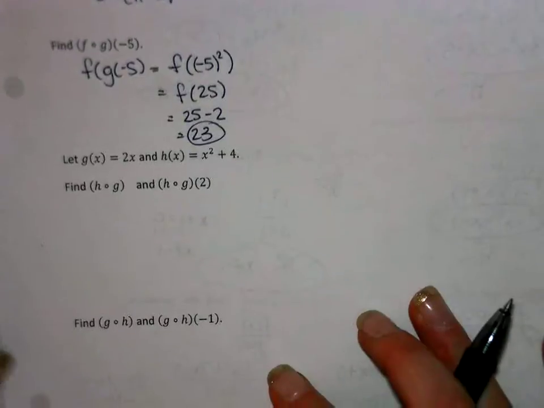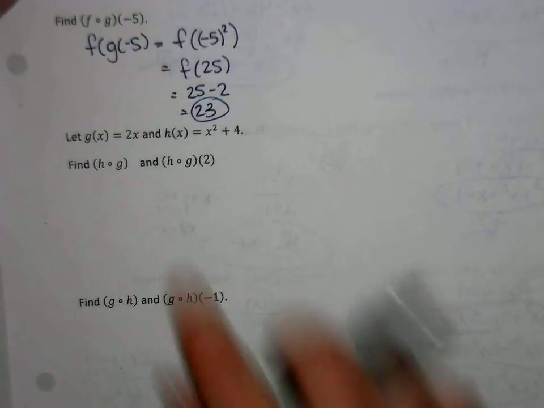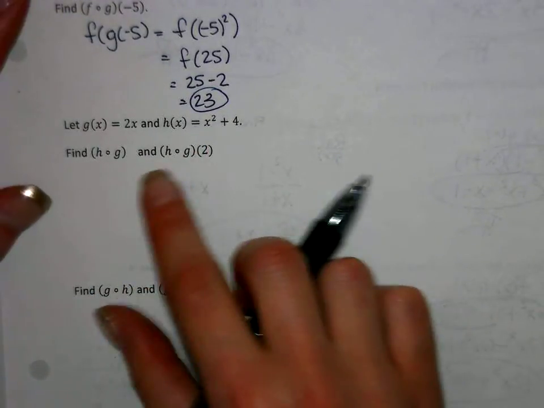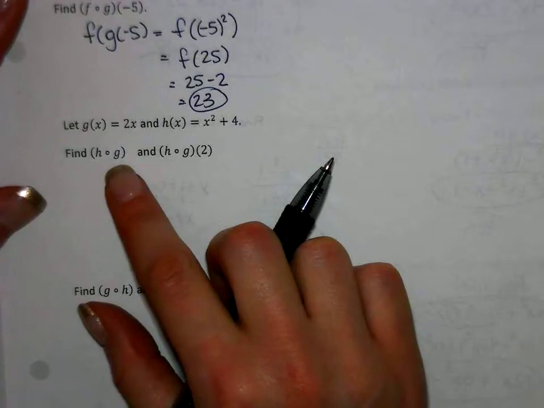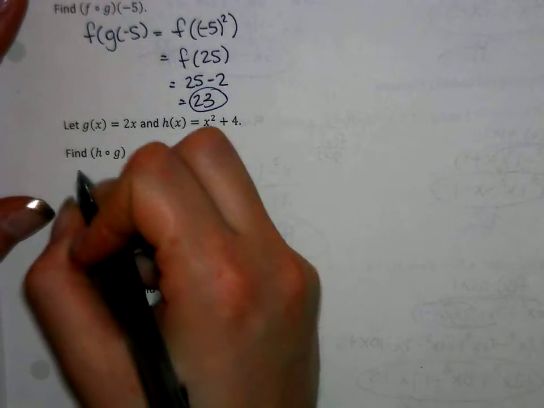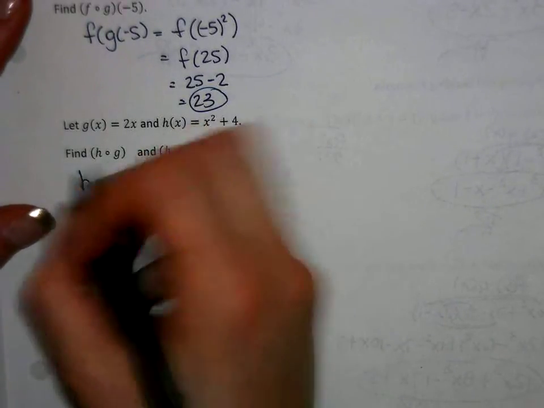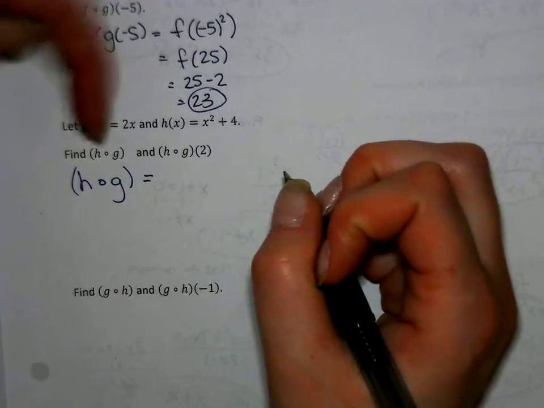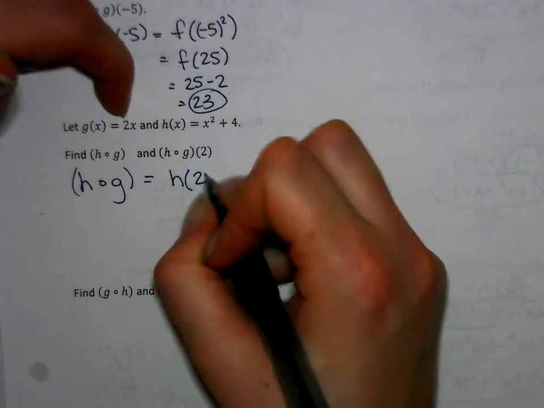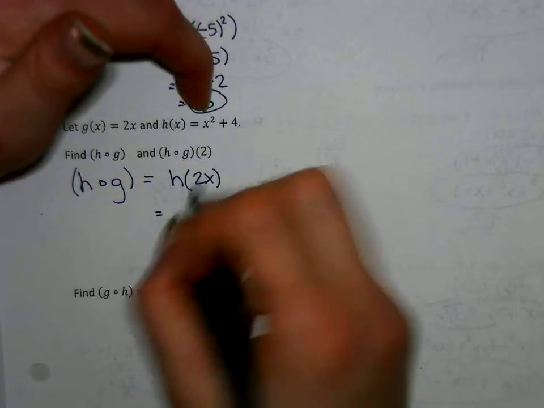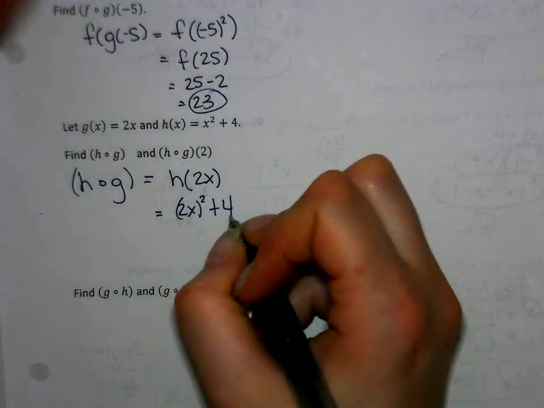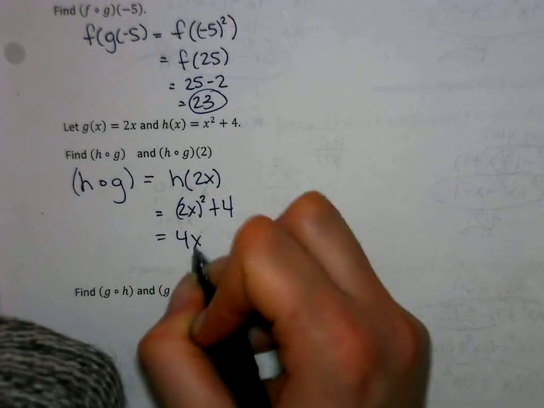So let's look at the last couple of examples. We'll let g of x equal 2x and h of x equal x squared plus 4. So what happens when we want to find h of g, and then h of g of 2? So this is going to equal, take our g, so it's going to be h of our g, which is 2x. So for our h, in place of our x, we're replacing 2x, so we have 2x squared plus 4, which is 4x squared plus 4.